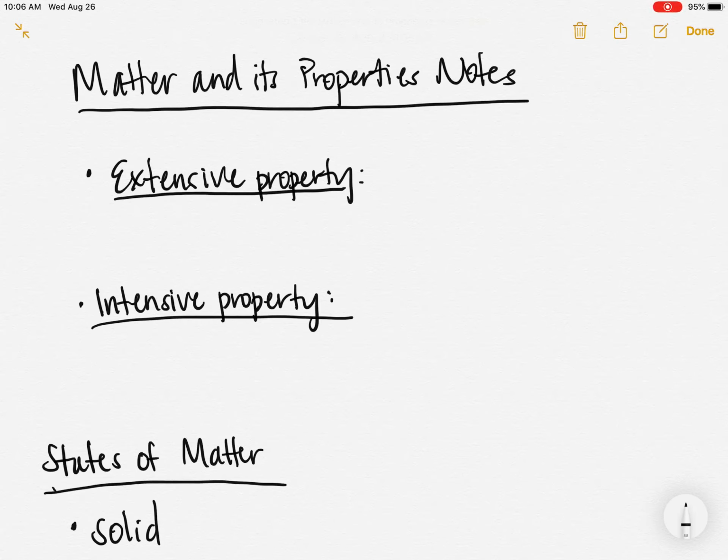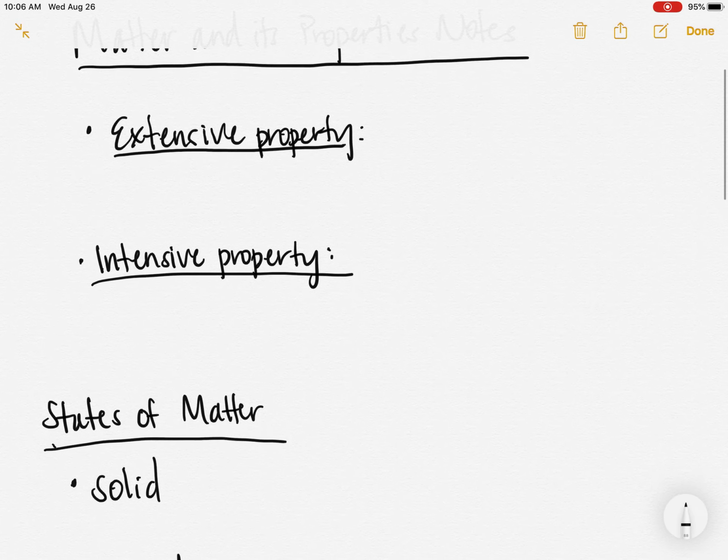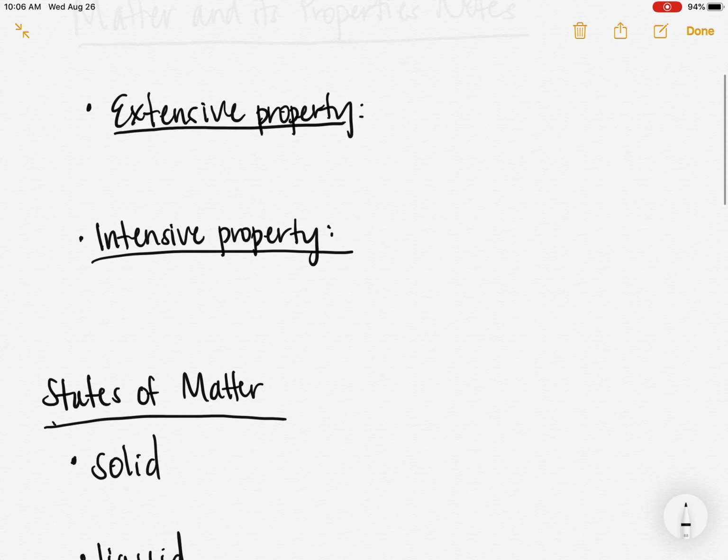This video is on matter and its properties. It's a continuation of our discussion on matter and what matter is, and getting a little more detailed into properties of matter. So the first thing we're going to talk about is that there are two ways to designate certain types of properties of matter, and they are extensive and intensive.